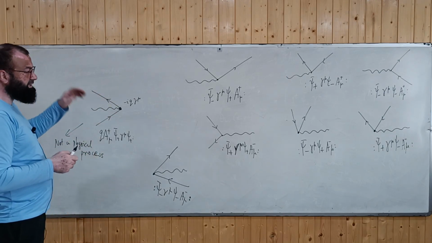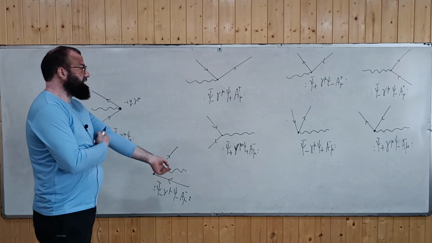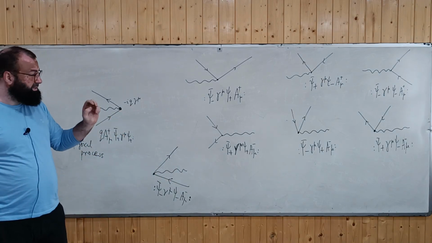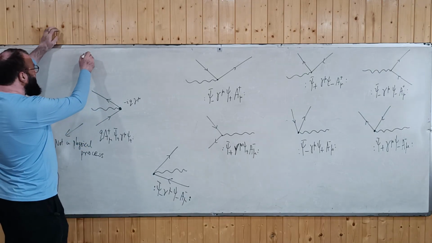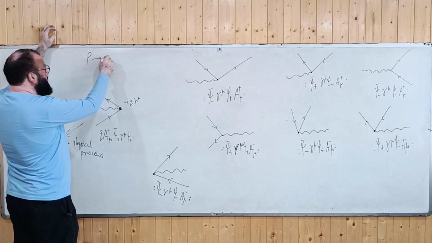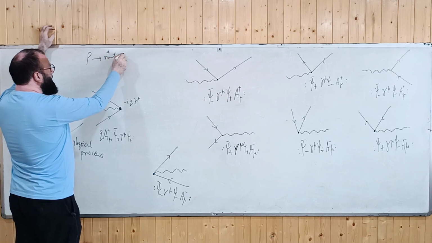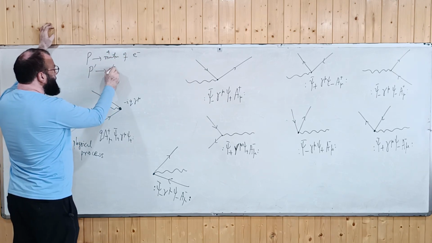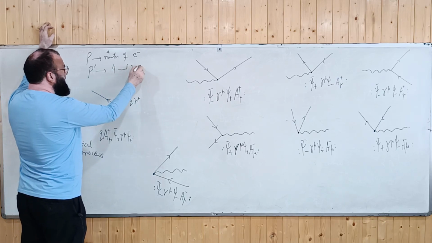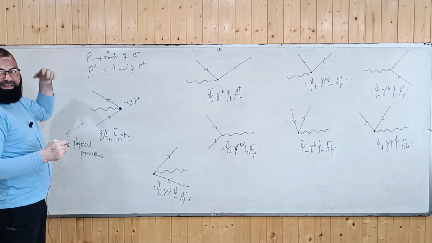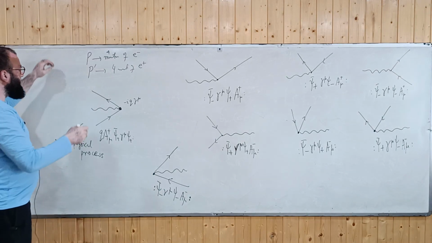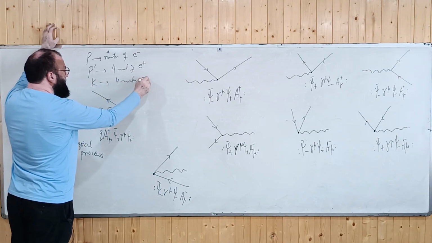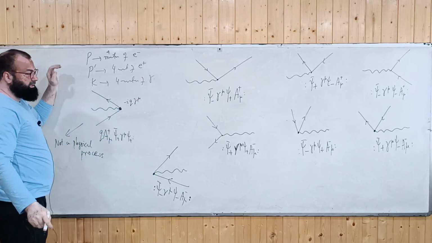So let's consider whether these processes are the same. Let's look at the momentum conservation of this very process. Let's say P is the four-momentum of the electron, and P prime is the four-momentum of, let's say, the positron. I will take fermion and antifermion to be electron and positron, and let's say K is the four-momentum of the photon. Clear?